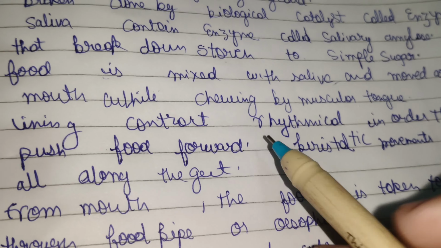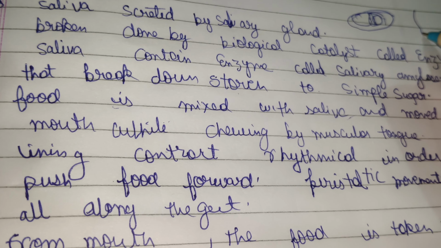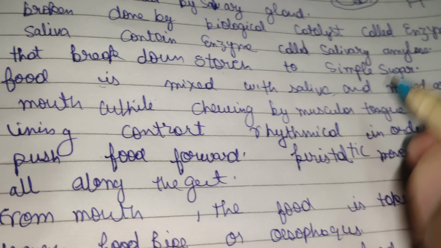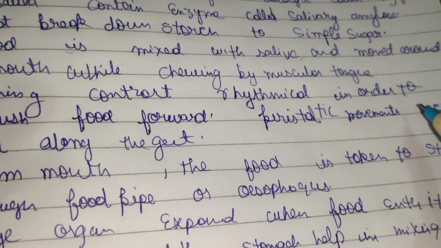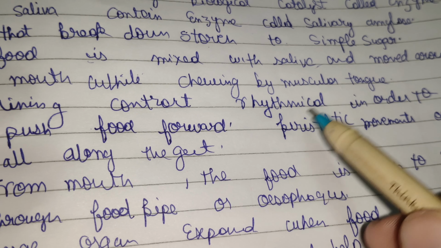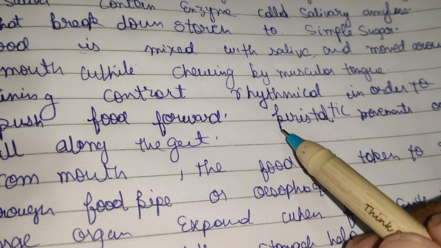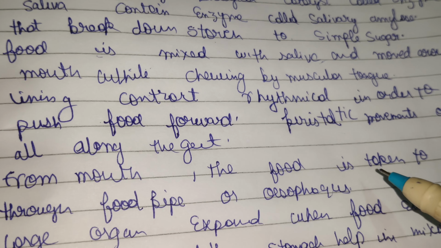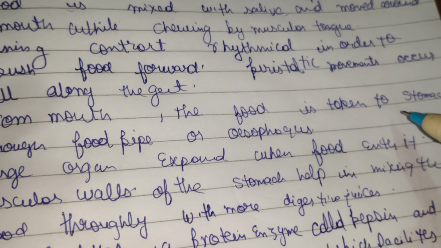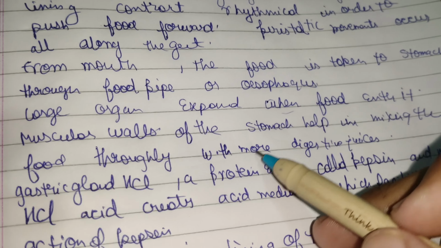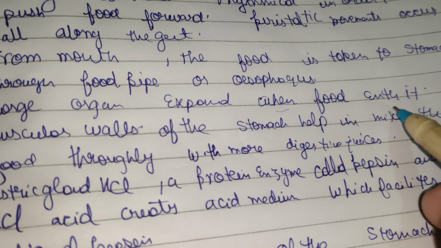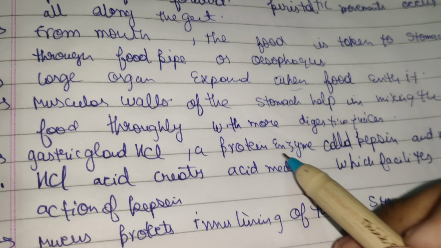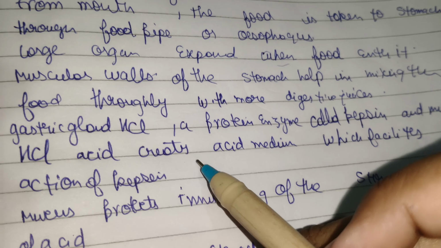When the food is passed through the esophagus, the lining of the esophagus breaks it down into smaller pieces through peristaltic movement along the gut, which breaks down the particles and allows them to move forward. From there, the food is taken to the stomach through the food pipe, or esophagus. The stomach is a large, muscular organ that expands, and it helps in mixing the food for further digestion.